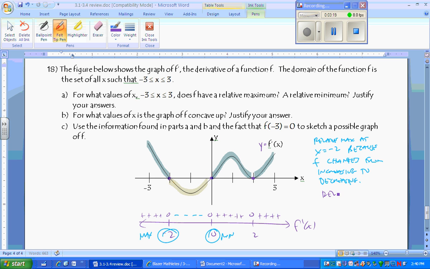There's a relative minimum at x equals 0 because f, the original function, changes from decreasing to increasing.